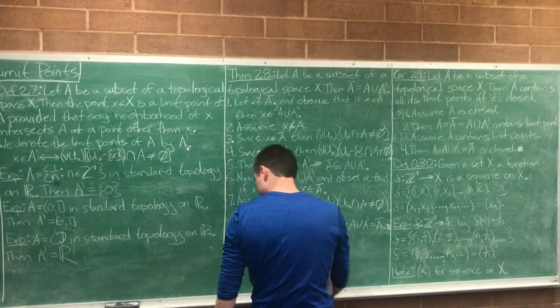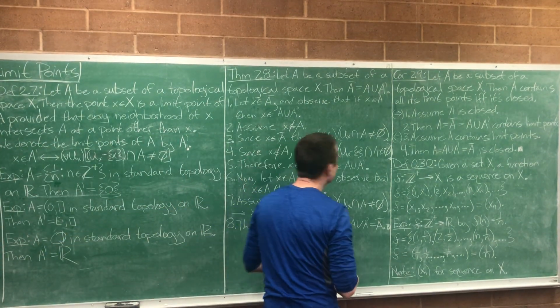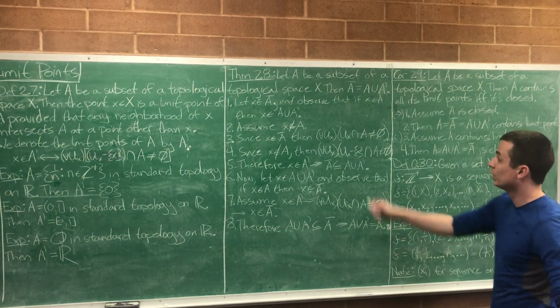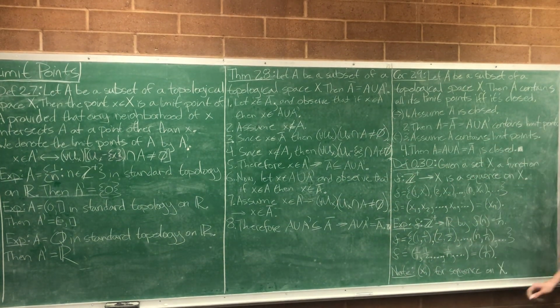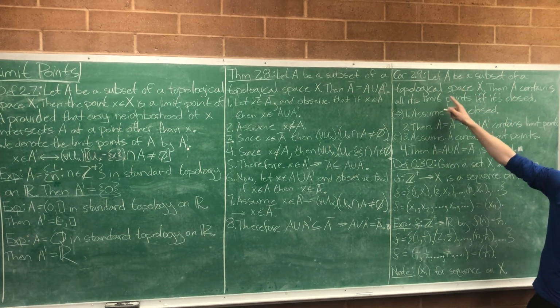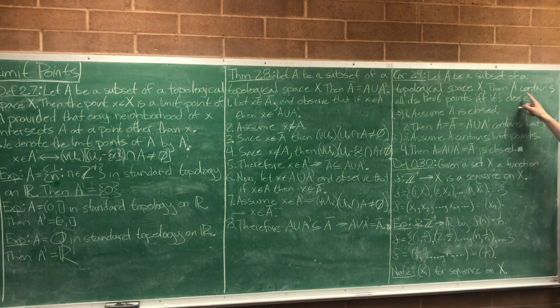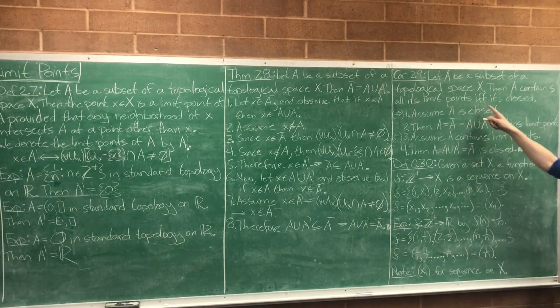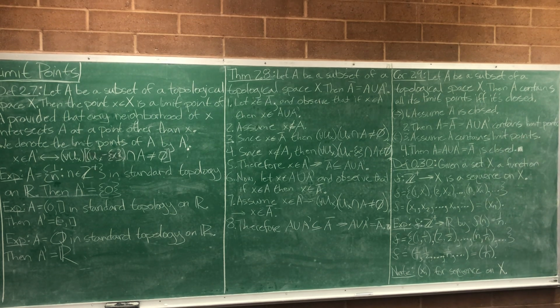Alright, next. Looks longer. Quick corollary of this and something that we proved earlier. You'll see it all together here. Let A be a subset of topological space X, then A contains all its limit points if and only if it's closed.